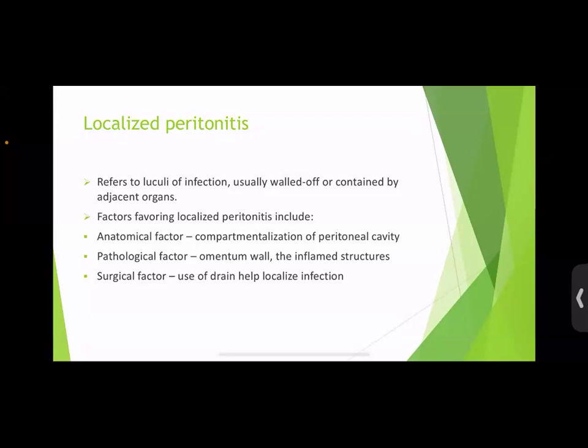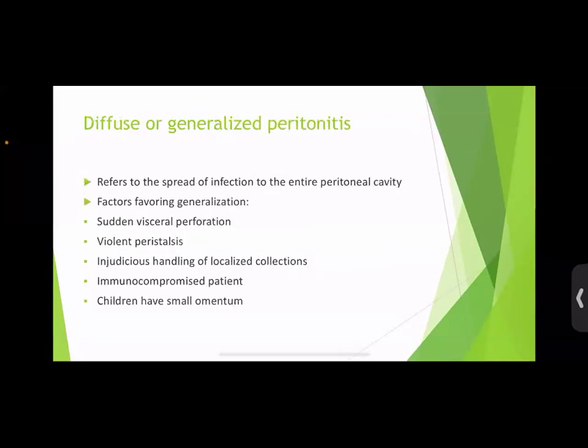And we have pathological factors such as the omental wall. So the omentum hangs off from the peritoneum, and in cases of an infection it can extend to help encapsulate the infection and prevent it from spreading to other parts. And then you have surgical factors such as the use of a drain, which can help in localization of the infection.